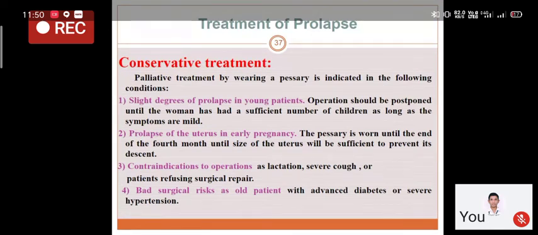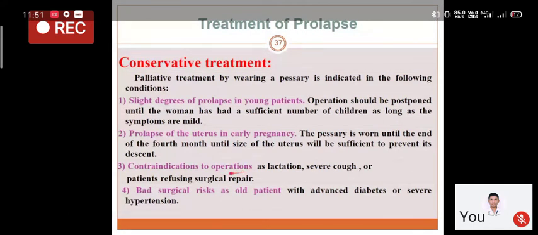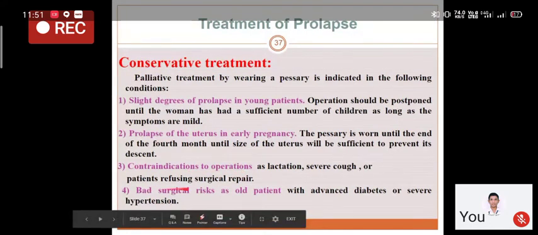So in these cases, you will advise the patient to have a pessary inserted: in a slight degree of prolapse in a young patient who has not completed her family, or a patient having pregnancy with the prolapse, or a patient having any contraindication to operation, like she's having COPD or she's breastfeeding, okay, and she's refusing surgical repair, or the patient is at high risk for anesthesia with advanced diabetes or severe hypertension. These are indications for using a ring pessary.